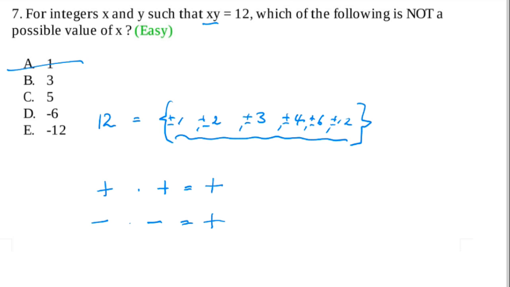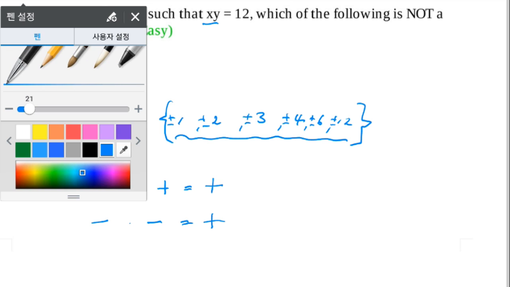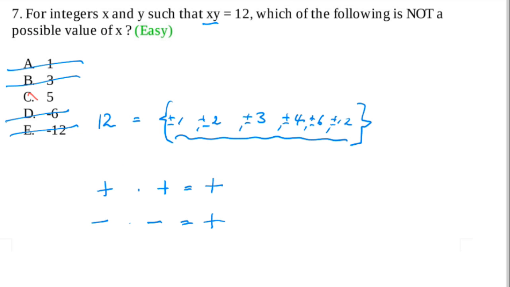A, 1, we have 1, so we can cross that out. B, 3, we have 3, cross that out. C, 5, we don't have 5, let's skip. D, negative 6, we have negative 6, so we can cross that out. And E, negative 12, we have negative 12. So our final answer is C.